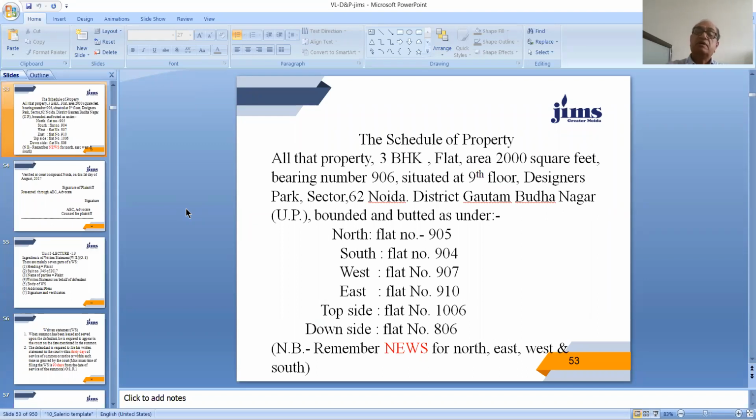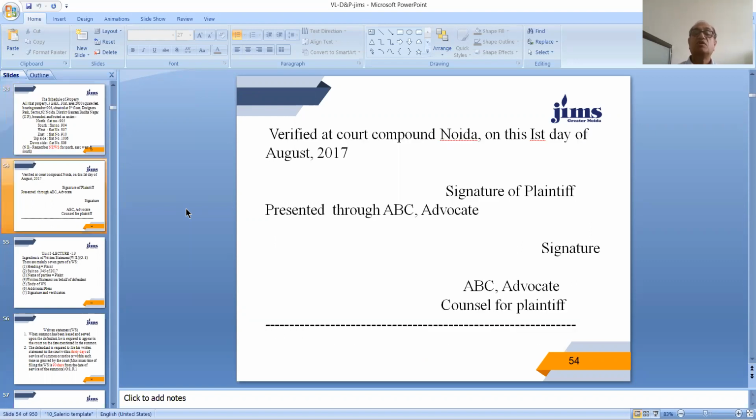So you have to write down what is situated on the northern side of the flat to be sold, what is situated on the southern side, what is situated on the western and eastern side, and then the top side and down side. Always remember the word NEWS. I have highlighted it in red color. N stands for north, E for east, W for west, and S for south. But nowadays, since the buildings are multi-storied, you will write down what is on the top of the floor which is to be sold to you, and what is on the downside of the flat which is to be sold to you. So this is the schedule of property, which is always a part of the plaint. You are supposed to draft it in your plaint.